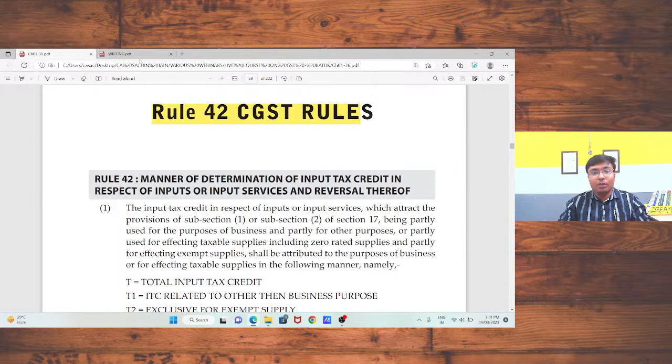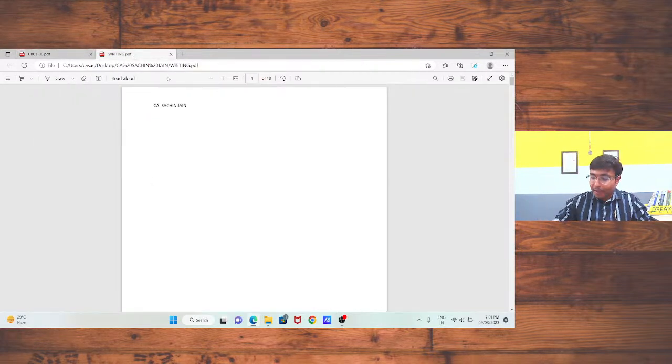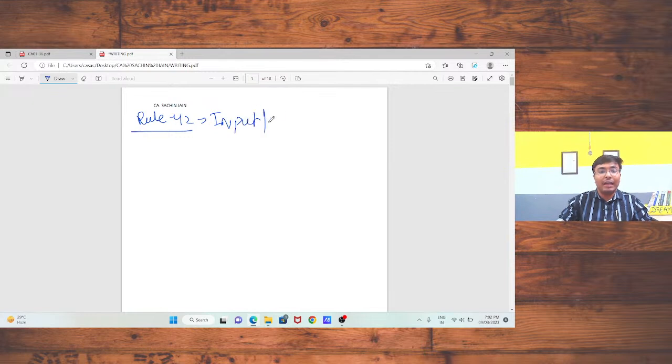Now, sir, rule number 42 and 43. I am going to explain these rules through certain examples so that it will be more convenient for us to discuss. Rule number 42 will be applicable in case of input and input service. This rule will not be applicable in case of capital goods. Rule number 42 is specific to input and input service.